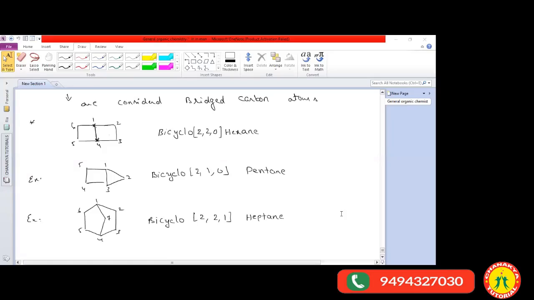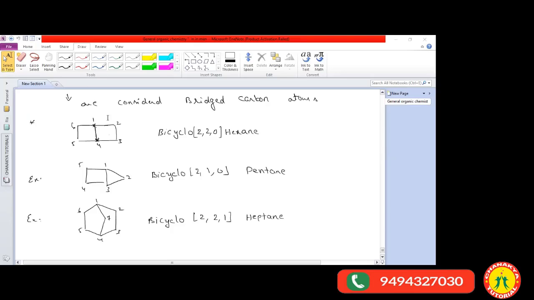Okay, so we're discussing the nomenclature of bicyclic compounds. Bicyclic compounds are formed when two cyclic rings are fused with two carbon atoms. While writing the IUPAC names of bicyclic compounds, the prefix we take is bicyclo. Like cyclic compounds, cyclopropane, cyclobutane and so on, where we write cyclo as a prefix, for these we take bicyclo as a prefix.